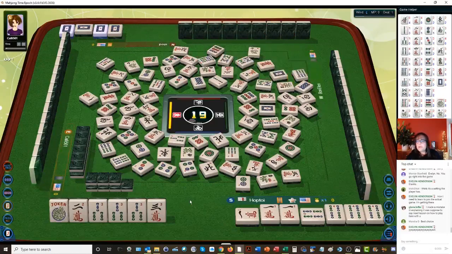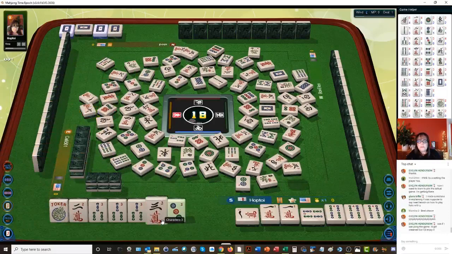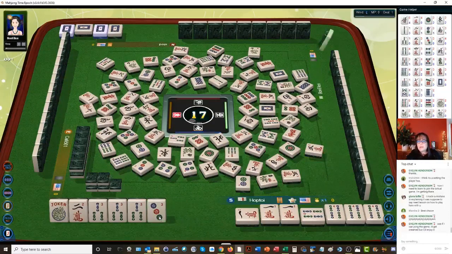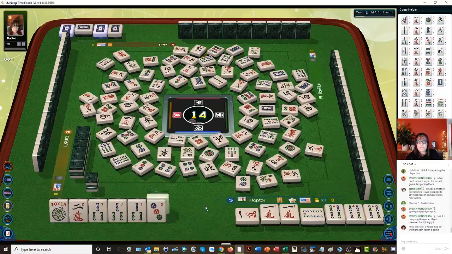Six bamboos. At least we have a safe discard, this three crack. Seven characters. Joker would be nice. A three dot. Aw. Let's get rid of the three crack. Three characters. This three dot will be a safe discard. Eight dots. Okay, Evelyn, please join. Log in. Red dragon. And then we'll play at a 10-second table. East wind. South. No. Southwest.